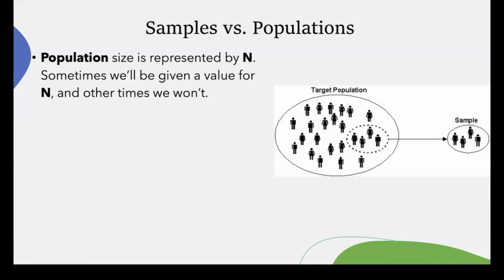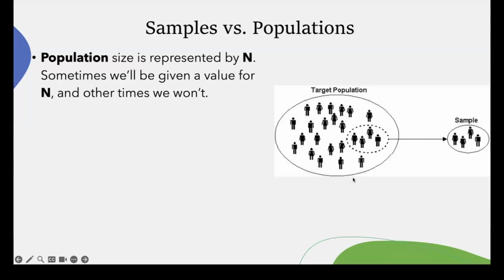Okay, so populations also have sizes, and they are much bigger than sample sizes. Population sizes are represented by the capital letter N. And the way you can remember that is sample is small, so it's lowercase n, and population is big, so it's uppercase N.